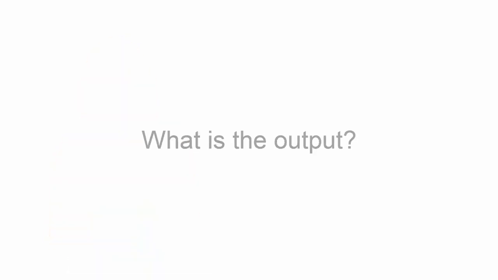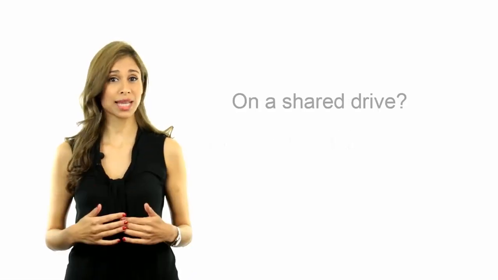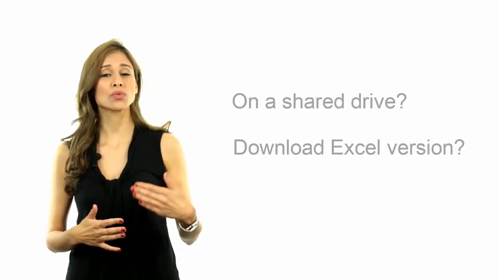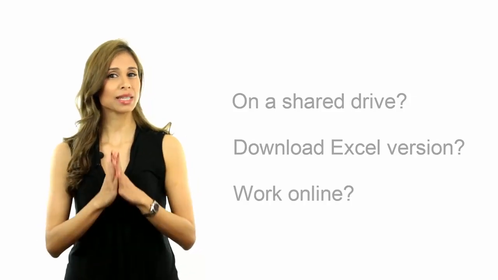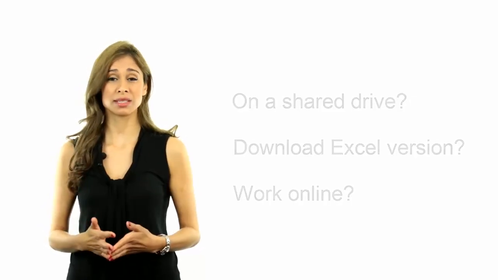The next question is, what is the output? Where is it going to end up? Is it going to end up on a shared drive? Can people download the Excel version, or will they have to work online with it? These are important questions because some Excel interactivity doesn't work online. For example, form controls are generally not compatible with SharePoint Online, but pivot tables and slicers are. So if you're planning to use the dashboard online, you want to test this before. There is an Office support link that explains which Excel features are compatible online and which aren't, and I've added the link as a resource.